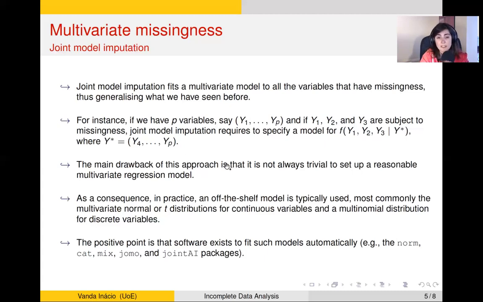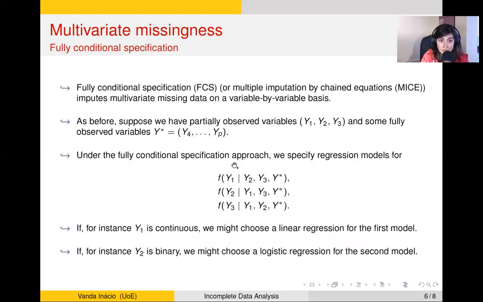Okay, but as I have said, I'm just mentioning this approach. We will not be using it. Another approach that was proposed later is the so-called fully conditional specification, also known in the literature as multiple imputation by chained equations, or MICE. Later in the course, when learning about multiple imputation, we will be using the package mice, which stands exactly for this, multiple imputation by chained equations, quite a lot. Under this approach, the fully conditional specification, we impute multivariate missing data on a variable by variable basis.